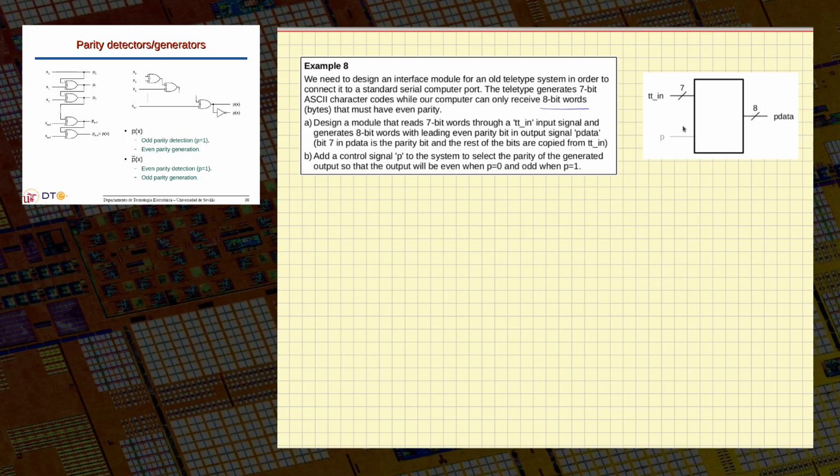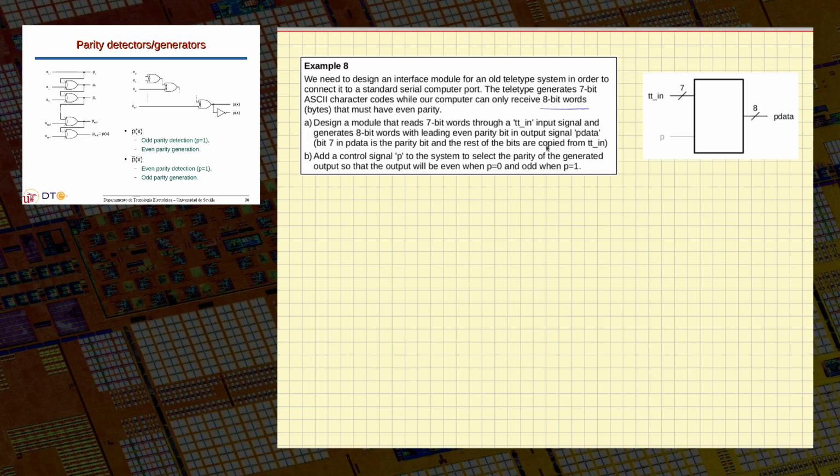Those bits also are supposed to have some given parity. So what we need to do is to build this adaptation block where we take the teletype data as input, these 7 bits, and we generate a data output which is just these 7 bits, but with one additional bit. The additional bit makes this data have even parity. So we basically only have to add 1 bit to the input data. This is part A of the exercise.